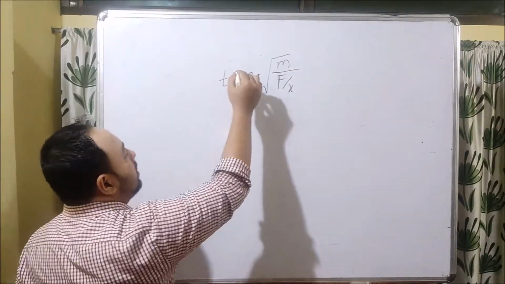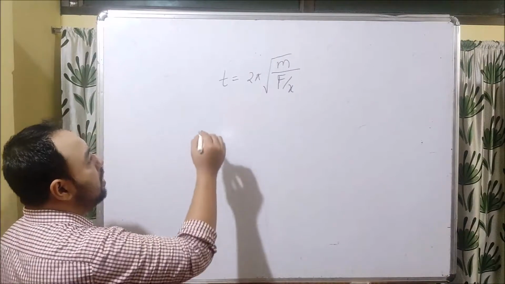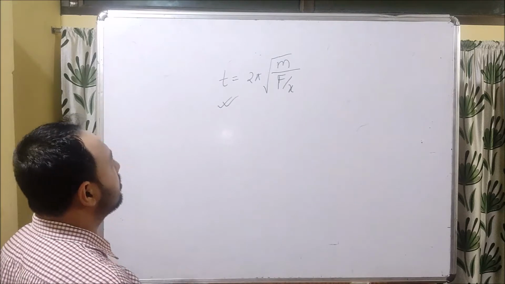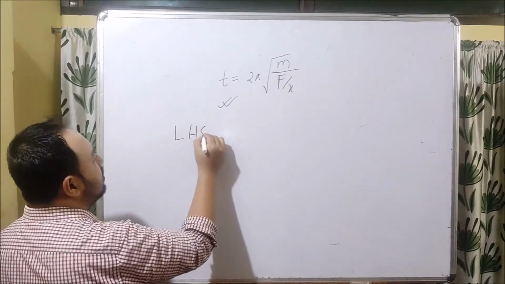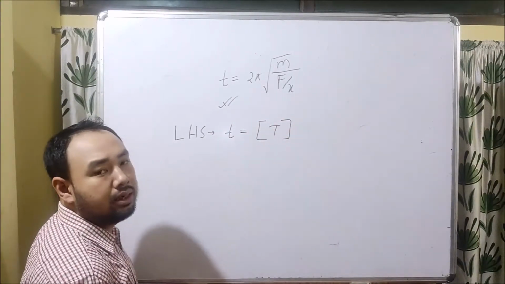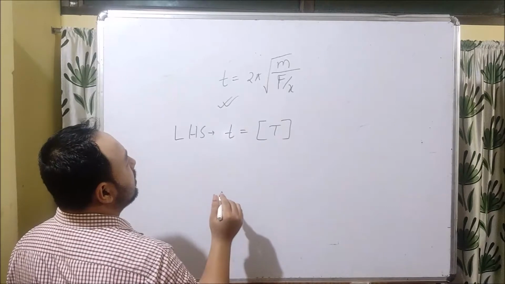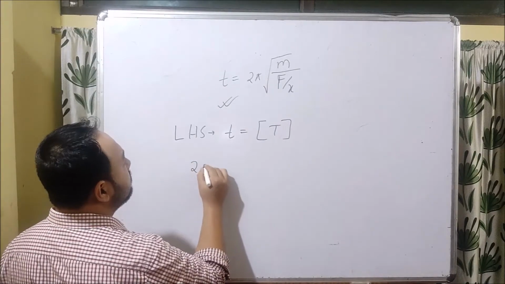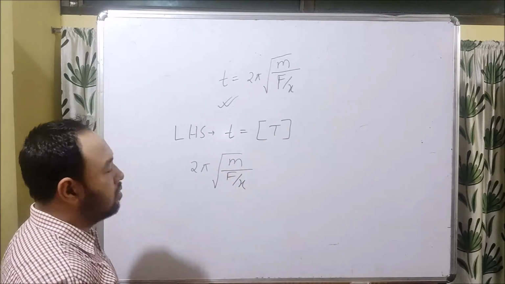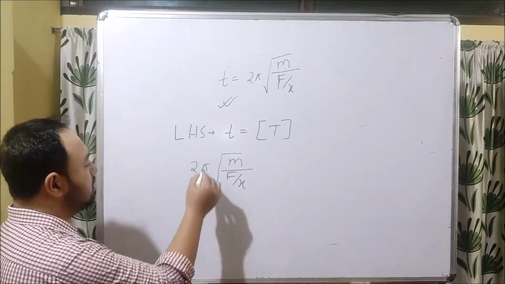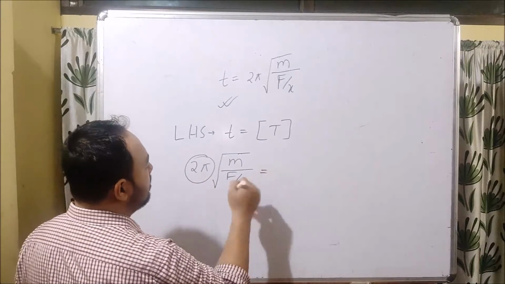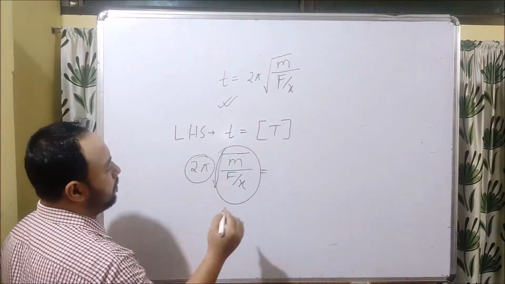So here an equation for time period is given and we have to check whether this equation is correct dimensionally or not. For the left hand side, as it is time period, we will get the dimensional formula to be t, and for the right hand side, which is twice pi, during dimensional analysis, these terms are not required as it does not have any units. So we'll check for this term.